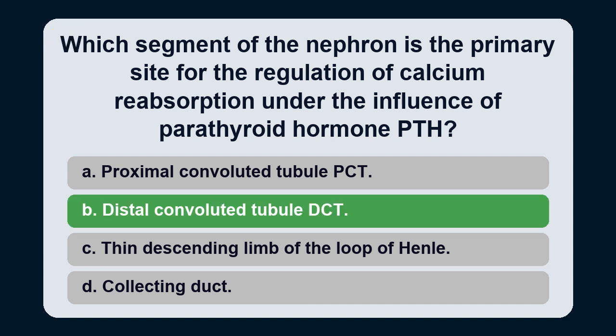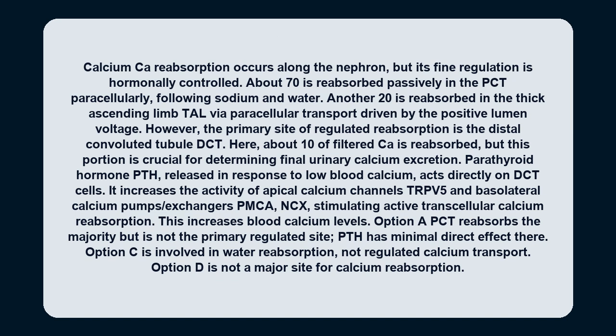The answer is B. Calcium (Ca) reabsorption occurs along the nephron, but its fine regulation is hormonally controlled. About 70% is reabsorbed passively in the PCT paracellularly, following sodium and water. Another 20% is reabsorbed in the thick ascending limb (TAL) via paracellular transport driven by the positive lumen voltage. However, the primary site of regulated reabsorption is the distal convoluted tubule, DCT. Here, about 10% of filtered Ca is reabsorbed, but this portion is crucial for determining final urinary calcium excretion.